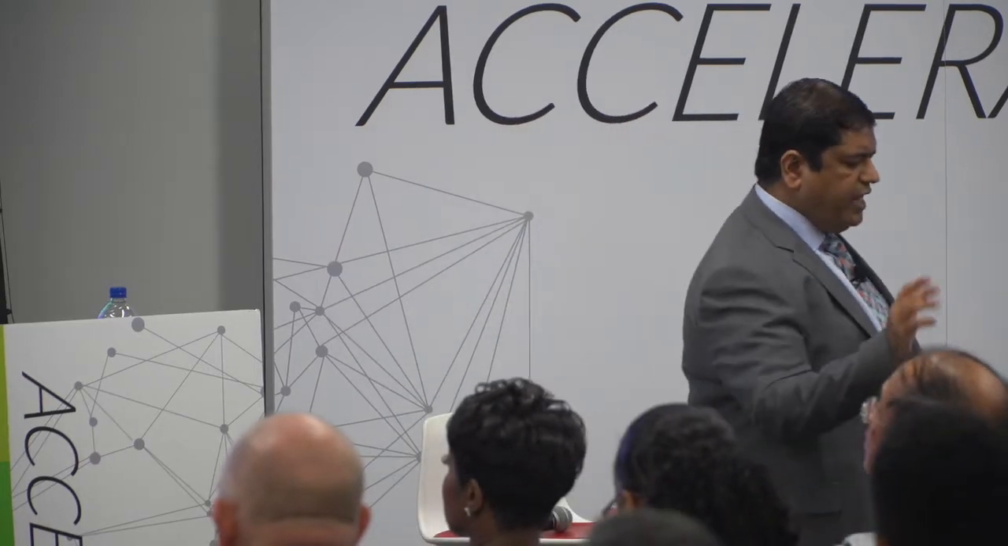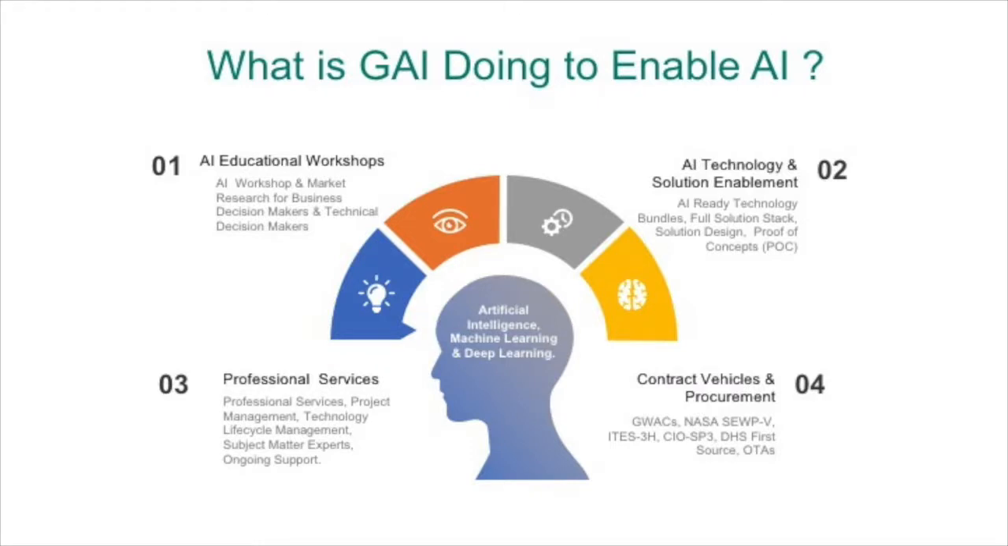And last slide. So how can GAI enable you? There are 4 things we can help you with. Number 1 is educational workshops. I am a true believer in starting with education, because many of us do not know what's the art of the possible. So we have 2 types of workshops, one for the business decision makers, one for the technical decision makers. We call it market research workshops. They run 2 hours or 4 hours, depending on which one you want, but it will open your mind, show you what's possible and where you should start.